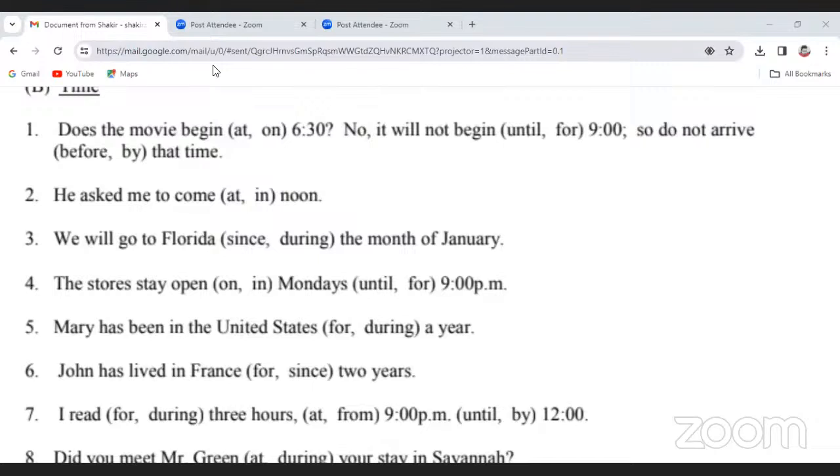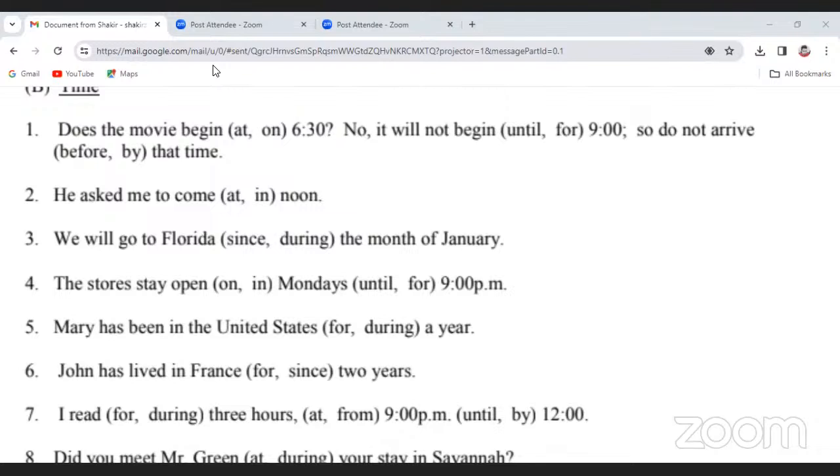He asked me to come dash noon. Everyone, please give it a try. At. At, sir. Yes, at is the correct answer. He asked me to come at noon. Noon, not in noon.